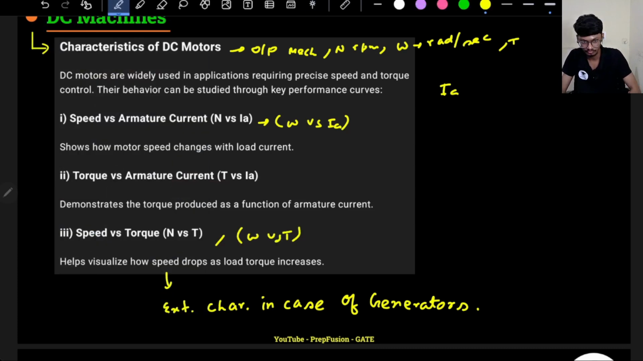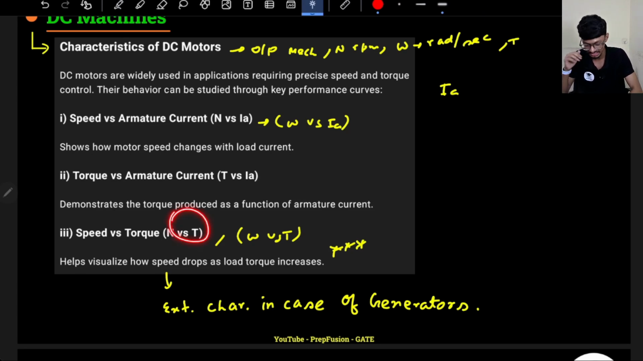This is the most important one for motors. We will analyze this comprehensively. Of course, all three we will analyze anyway. We will visualize how the speed changes if I change my torque. If the load torque changes, how will the speed vary?